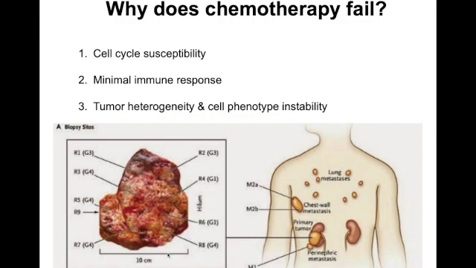This is an example from a real tumor. The primary tumor was tested such that they took punch biopsies from the tumor called R1, R2, R3, R4, and these are all in different regions of the tumor.